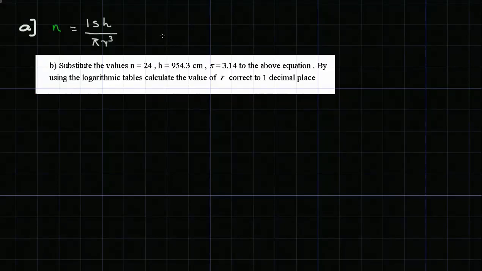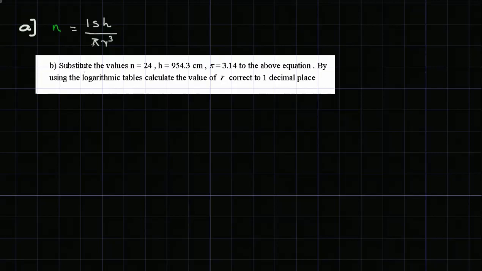All right. So let's look at part B of the question. What is said here? Substitute the values n equals 24, h equals 954.3 centimeters, and pi equals 3.14 into the above equation. Which equation? The equation we got as the answer for part A. So by using the logarithmic tables, calculate the value of r correct to 1 decimal place.